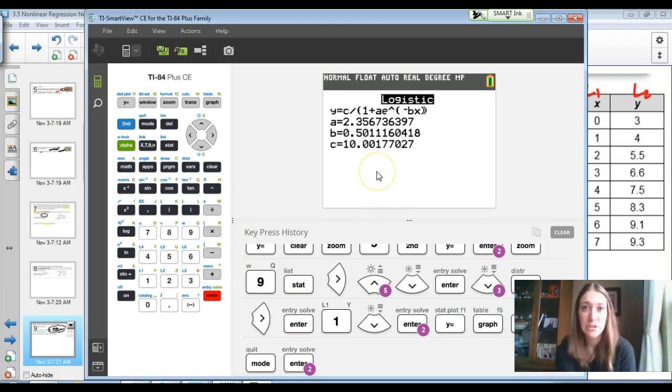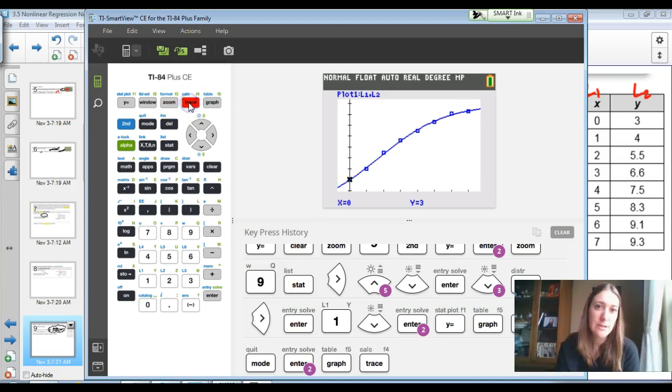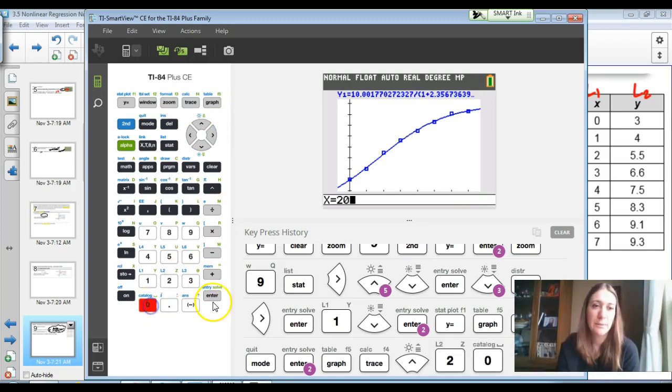They don't give any correlation coefficients here because of the parameters of the logistic growth model. So we just have to look at the shape of the scatter plot versus what was graphed and say, yeah, it was a good fit. But remember, we're supposed to predict a value for when x equals 20. So you can either go to the table or you can hit trace. And then you need to make sure that you're actually on the curve, which now we're on the curve, and then type a 20.